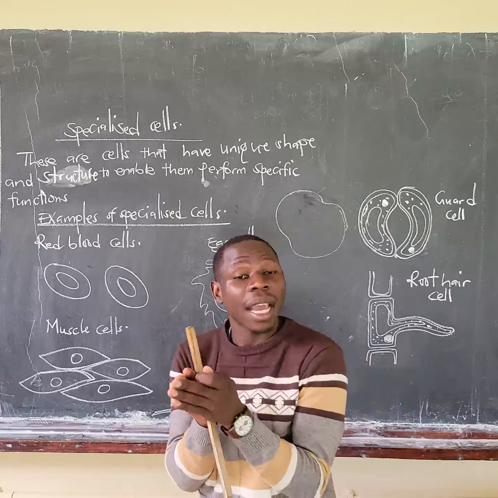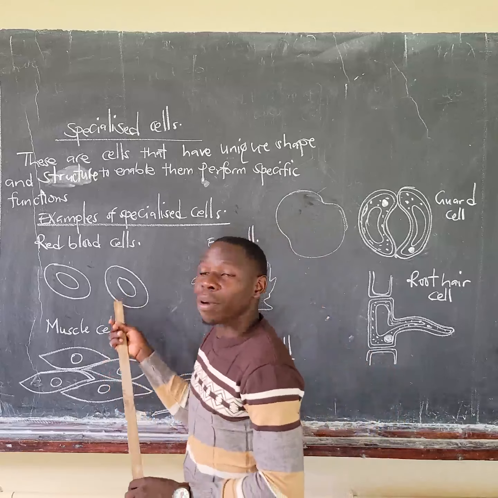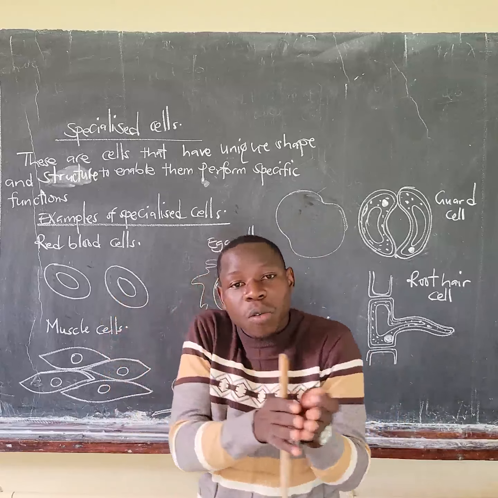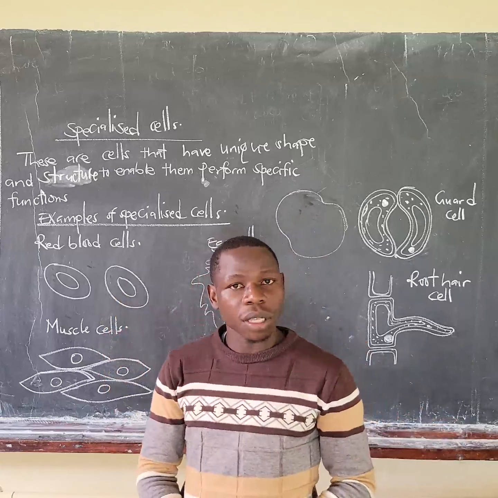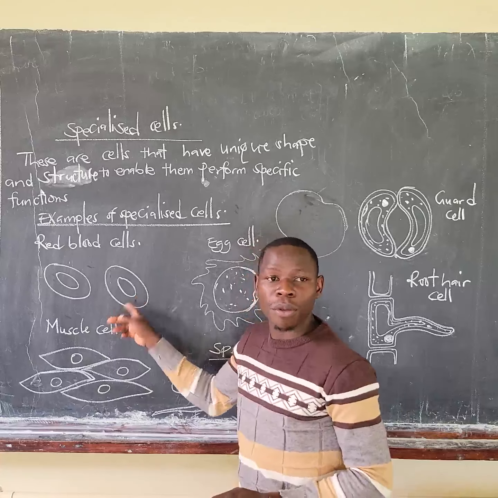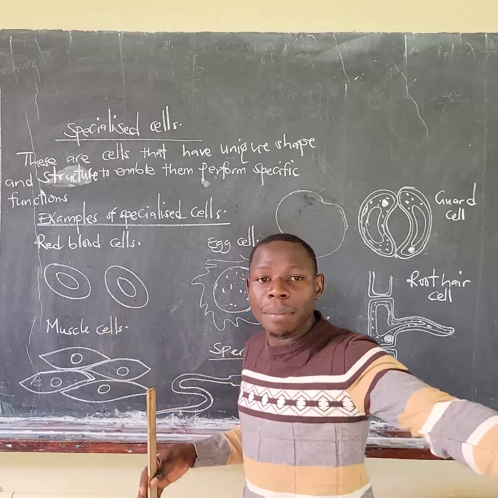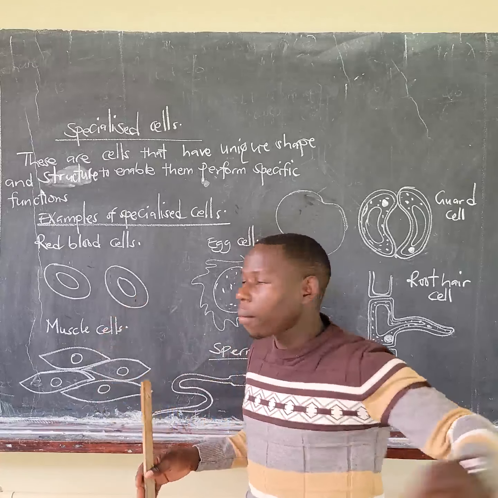And these blood vessels are narrow. So this shape enables it to squeeze within the blood vessels. Therefore, it adopts this shape to enable it to move within the blood vessels.